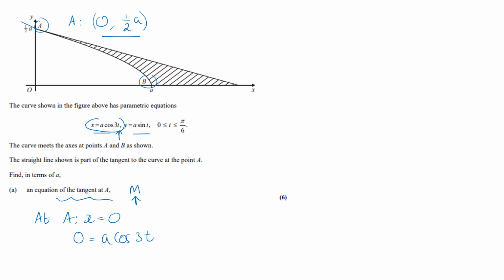So at A, x is equal to 0, so 0 is equal to a cos of 3t. Now two things timesing together to equal 0. Well, a can't be 0 because we can see a is a point on the x-axis there. So cos of 3t will have to equal 0.